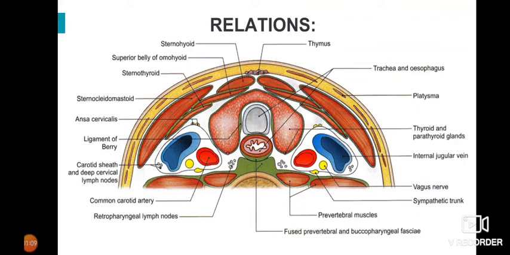What are the important relations of the thyroid gland? The important relations include the skin, superficial fascia with the platysma and the anterior neck muscles anteriorly. Posteriorly, it is related to the trachea and esophagus because it encircles the trachea. Laterally, it is related to the carotid sheath with its contents, which are the common carotid artery, internal jugular vein, the vagus nerve, and deep cervical lymph nodes.